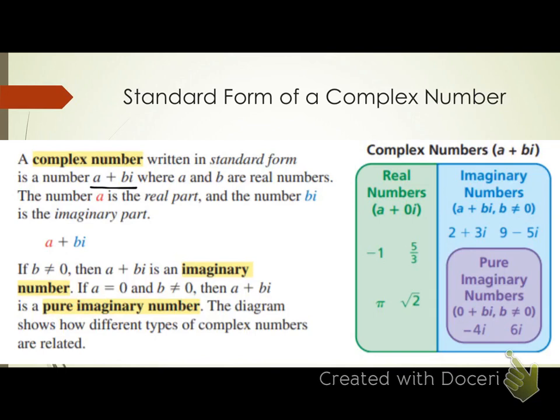Questions on standard form of a complex number? We okay with that? Can I move on? Or not? Okay, I'll give you some time. I'm moving on.